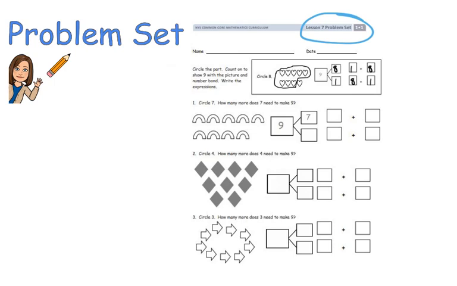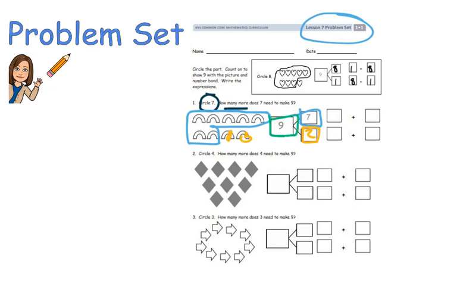The first one says, circle 7. How many more does 7 need to make 9? So we're going to circle 7. So let's see. 1, 2, 3, 4, 5, 6, 7. So we have 7 here. How many more do we need? We need 1, 2. We need 2 more to make 9.